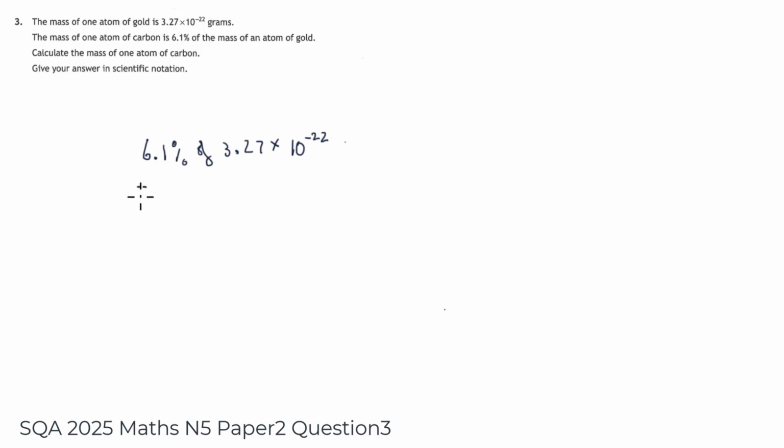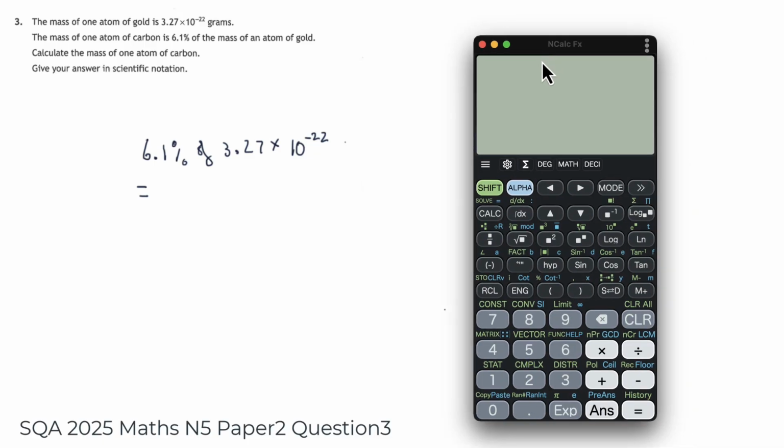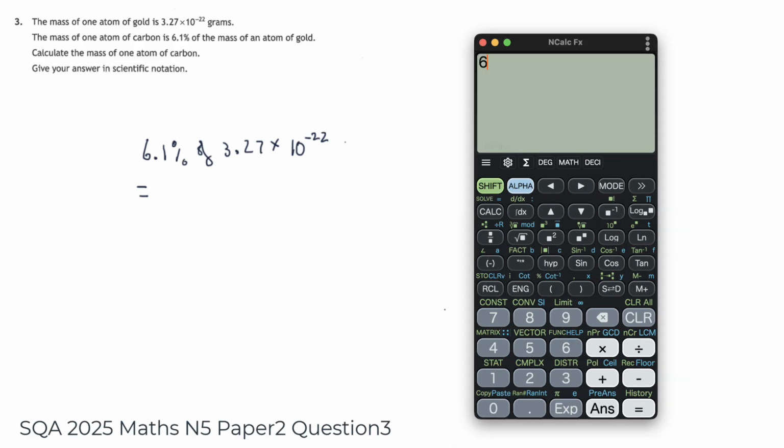So let's just go to our calculator and see if we can get that done. And here's the calculator. So what I'm going to do is 6.1%. That's 6.1 divided by 100. So that gives me my 6.1% times, and I've now got to enter this number into the calculator. There's several ways of doing that.